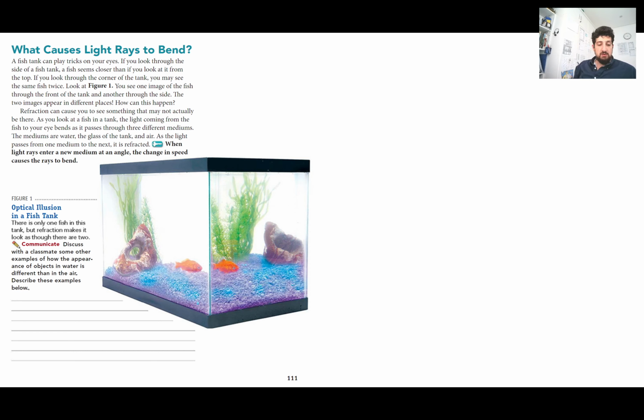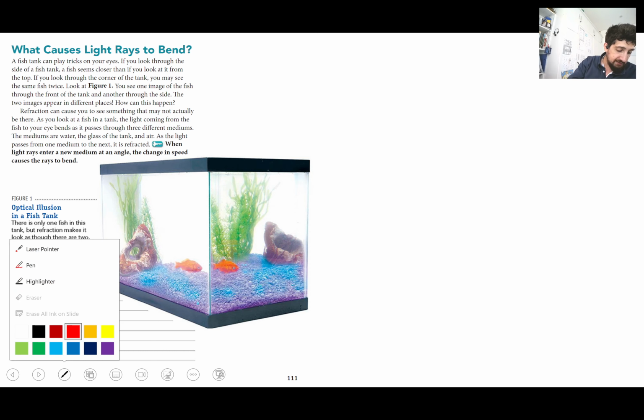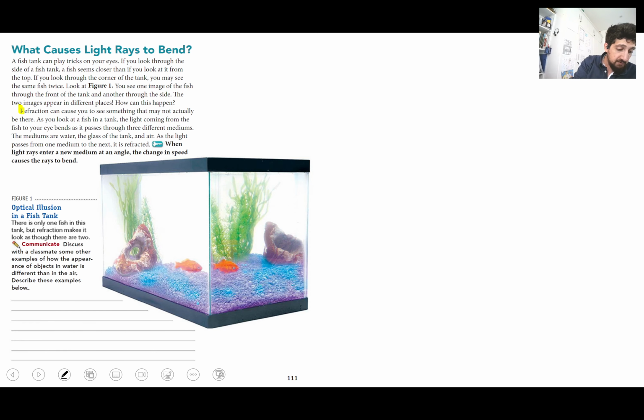How can this happen? How can a fish appear over here and appear over here, but it's the same fish? Well, it's due to something called refraction, which is light bending. You see one image through the front and one image through the side because of refraction. Refraction, this word here, and I would like you to highlight that, please. So let's bring our highlighter along, and yellow is fine.